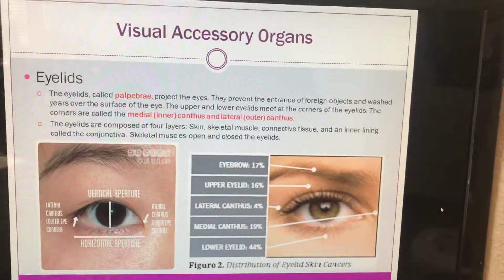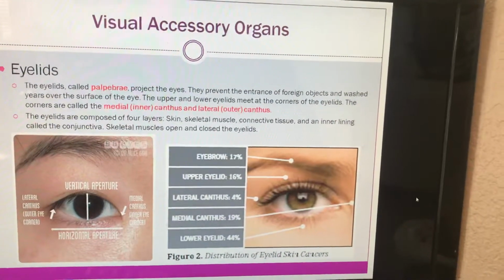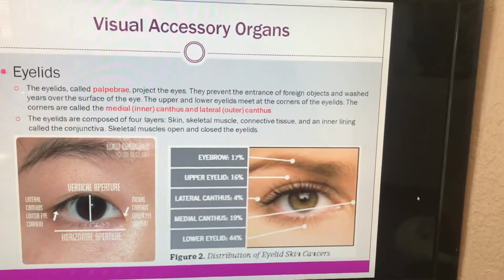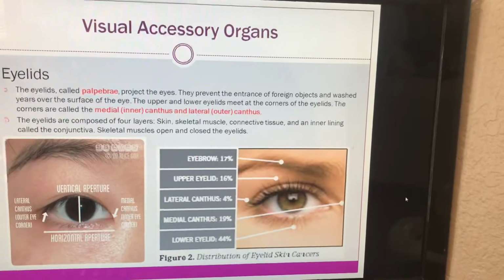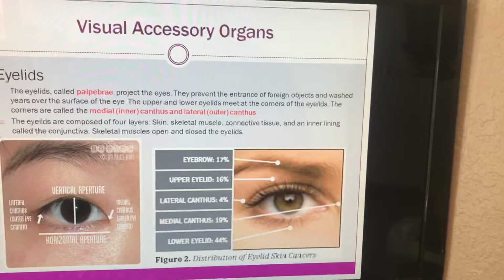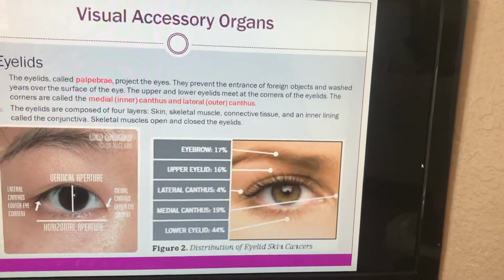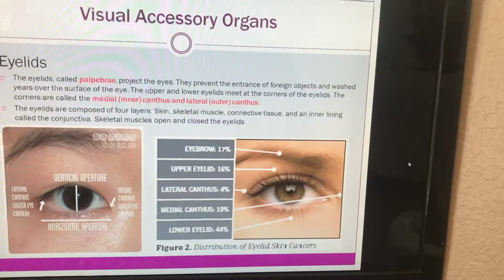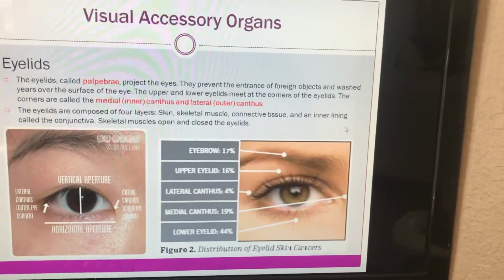Your eyelids are called palpebrae. They protect the eyes, prevent the entrance of foreign objects, and wash tears over the surface of the eye. The upper and lower eyelids meet at the corners, which are called the inner and the outer canthus. Your eyelids are composed of 4 layers: skin, skeletal muscle, connective tissue, and an inner lining called the conjunctiva. Your skeletal muscles are what open and close the eyelids.